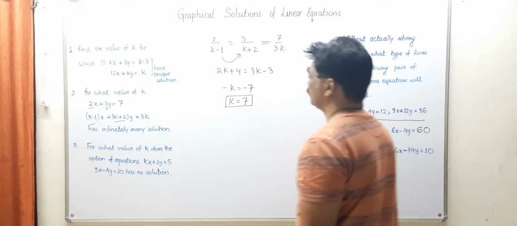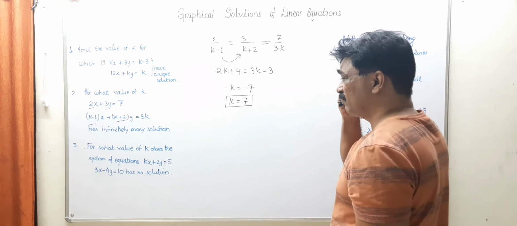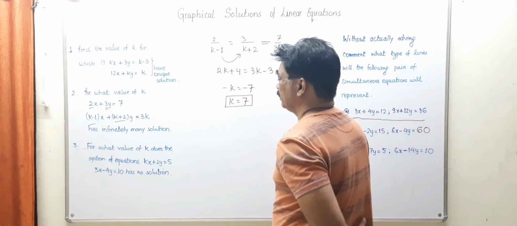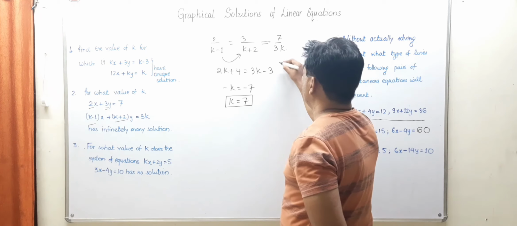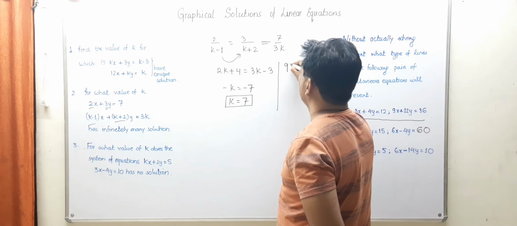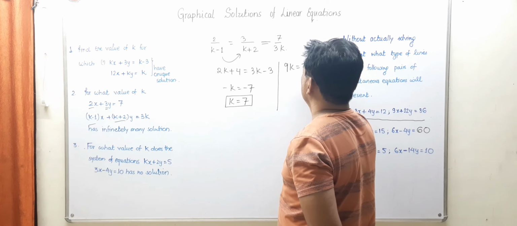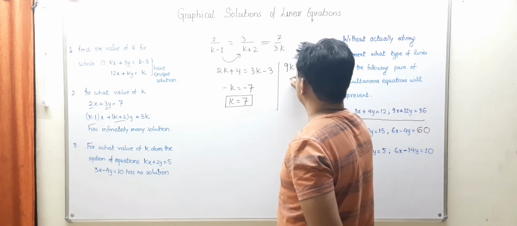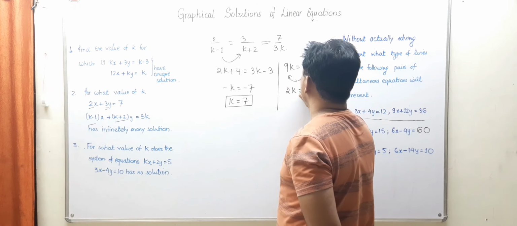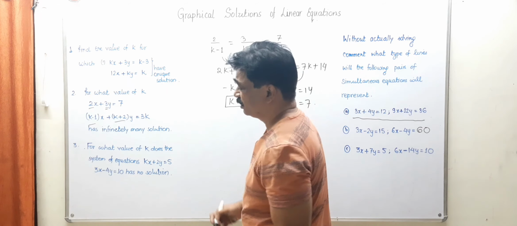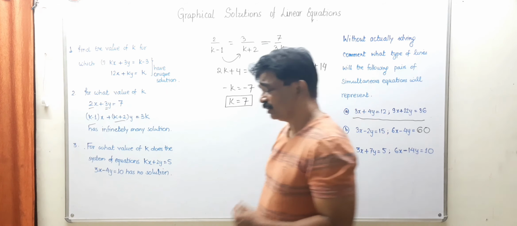All right. If k is equal to 7, then we will be able to get. And secondly, let us try these two also. 3 3s are 9k is equal to 7k plus 7 2s are 14. So this goes this side, 2k is equal to 14. So k is equal to 7. So if k is equal to 7, then this means we will have infinitely many solutions.